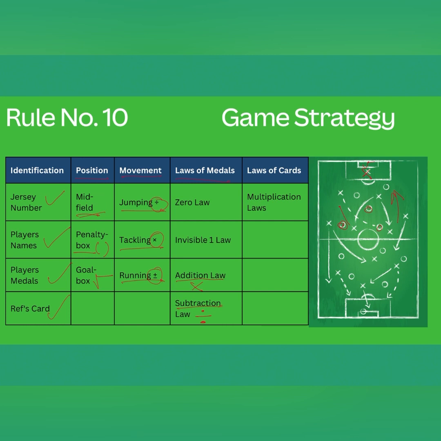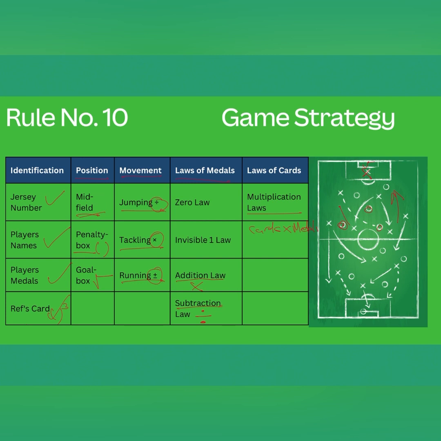Then we come to the laws of cards. Do we have the ref's cards? And how do we know whether we have the ref's cards? If we have brackets and a card outside. If we have brackets and a card outside, we need to follow the multiplication law. The multiplication law, remember, the cards must multiply the medals. So all the medals inside must be multiplied by the cards.